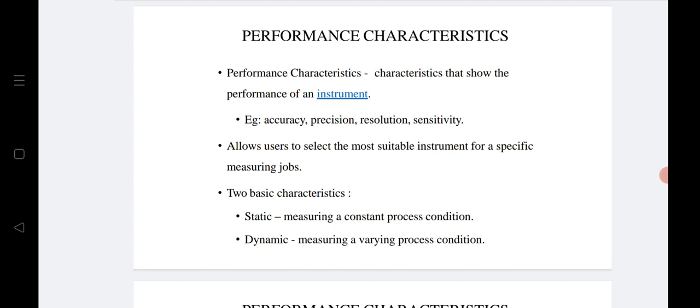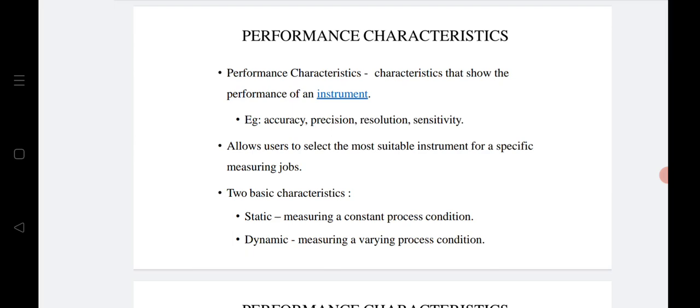The main two important characteristics of performance characteristics: one is based upon static and the second one is based upon dynamic. Static is measuring a constant process condition. A constant process condition means the physical quantity which you are going to measure will be a constant value. It will not vary from one second to another second. So that characteristic is known as a static characteristic.